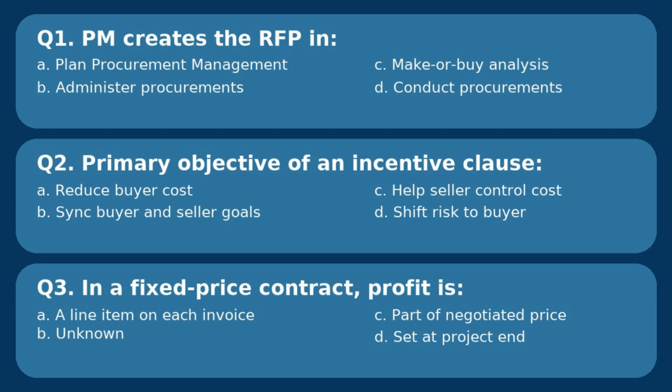Today we are doing 3 procurement questions that people keep mixing up. Where do we create the RFP? Why do we put incentive clauses? And how is profit handled in a fixed price contract? If you have ever answered these from gut feel instead of the PMBOK logic, stay tuned. Let's get started with the first question.